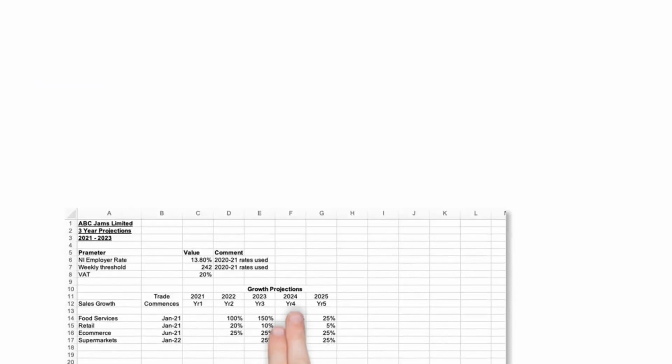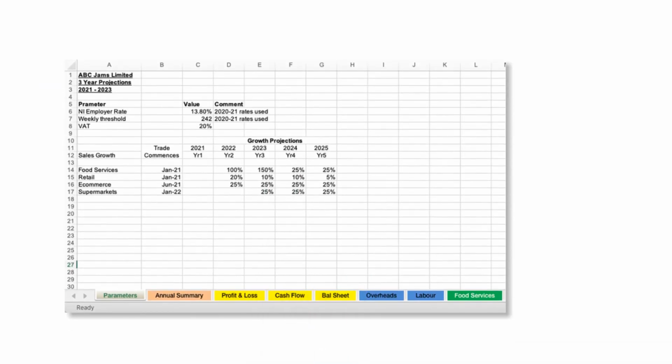Let's now consider an example of building a financial model using Excel. This is a jam company that started trading in January 2021, initially through food services and retail. E-commerce sales started in June, and it's hoped in 2022 to start supermarket sales. For the purpose of this model, we have a single product, a 250-gram jar of jam.